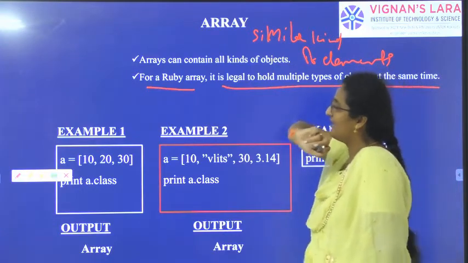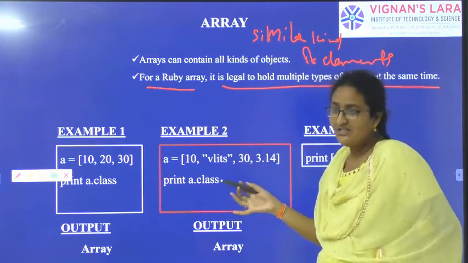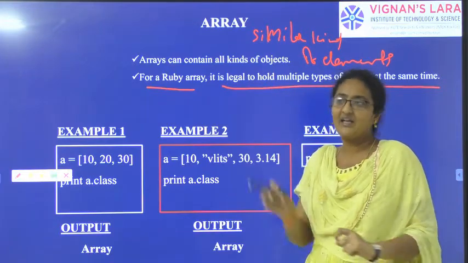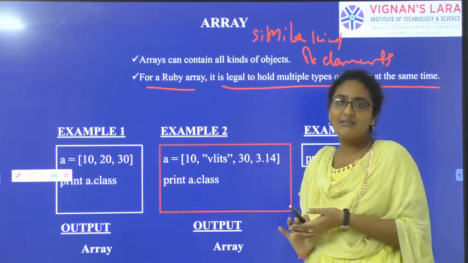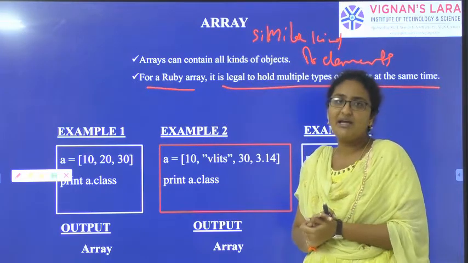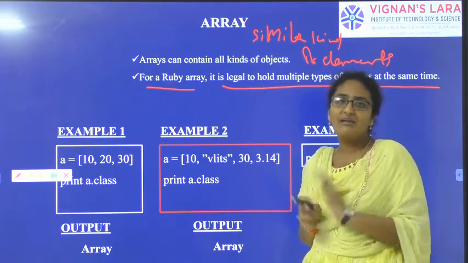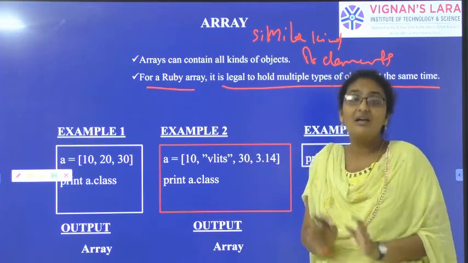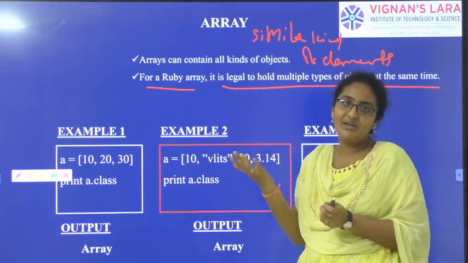This you should understand. In any programming language, all the fruits can be an array, all the vegetables can be an array, all the climatic conditions can be an array, all the students can be an array. In any other programming languages, an array is simply to hold a group of values, a group of elements.